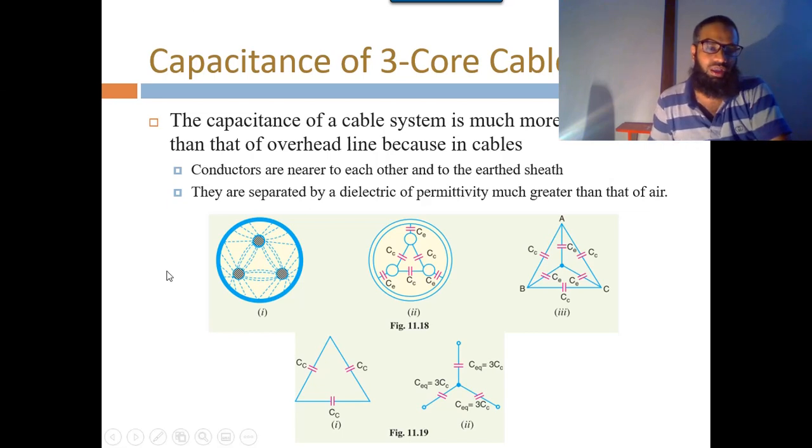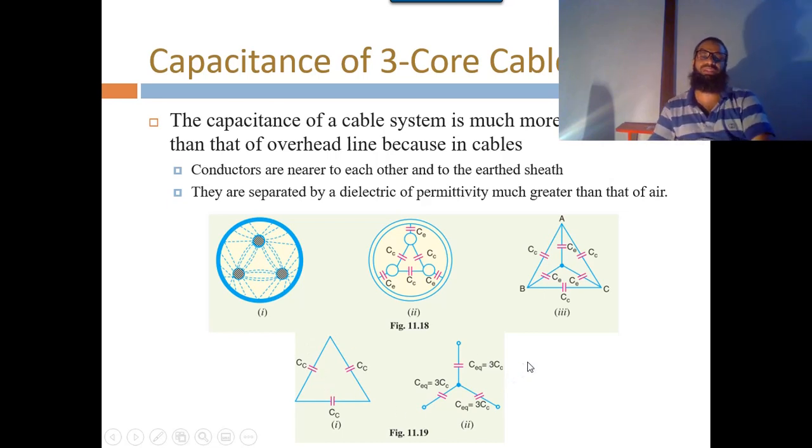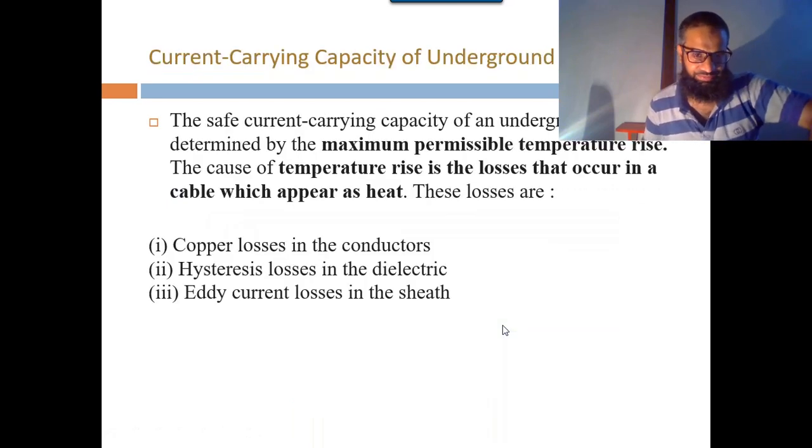Like if you see this diagram, we have three conductors and each conductor is creating an influence on the other conductor. So the overall combination of these conductors is developed like this one: the capacitance between conductor to conductor and the capacitance between conductor to the shield of the wire. So the overall diagram of the system looks like this one. For the delta structure, the capacitance would be this, and for the Y structure, the capacitance would be this one. So we are separating these two values, and we can calculate the overall capacitance of the system.